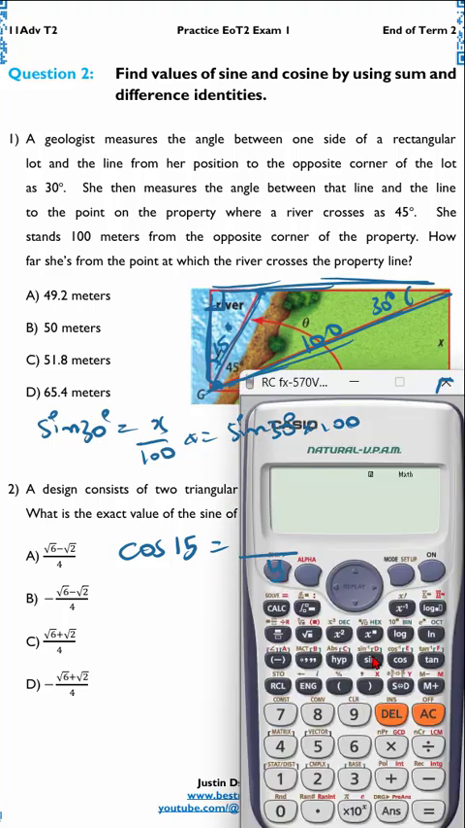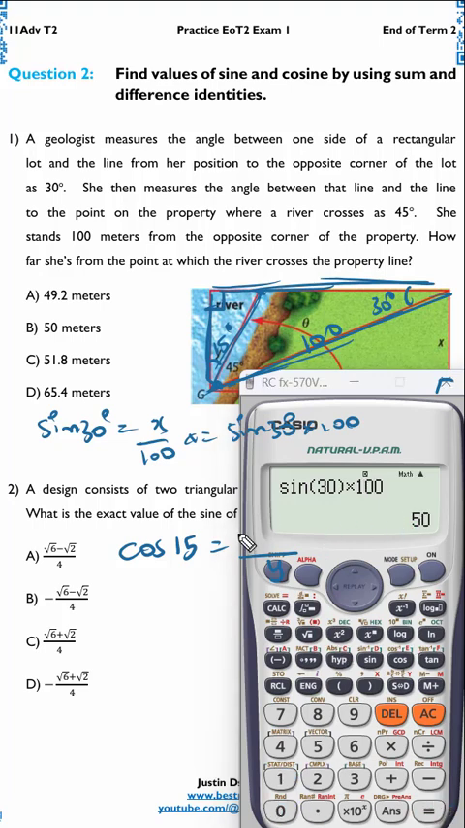First thing, sine 30 degrees. Now, since it's in degrees, you need to go back to degree mode, shift mode 3 over here, not 4. 4 is for radians, 3 is for degrees. Multiplied by 100, the answer is 50.